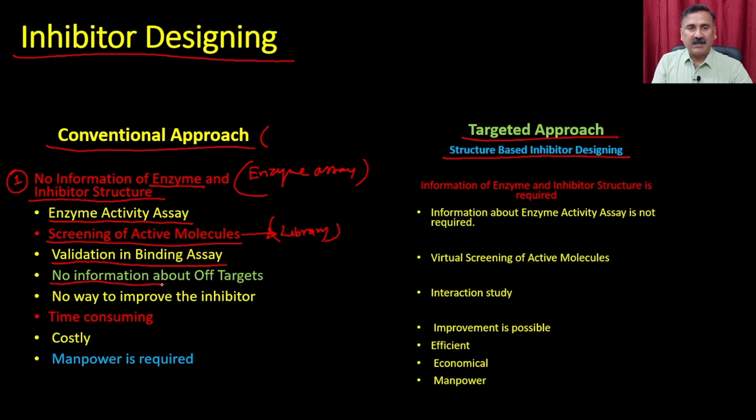One of the major drawbacks is that there will be no information about off-targets. If it is enzyme one for which you are screening, it could be possible that it may be affecting enzyme two, and this enzyme two could be useful or good for the host.